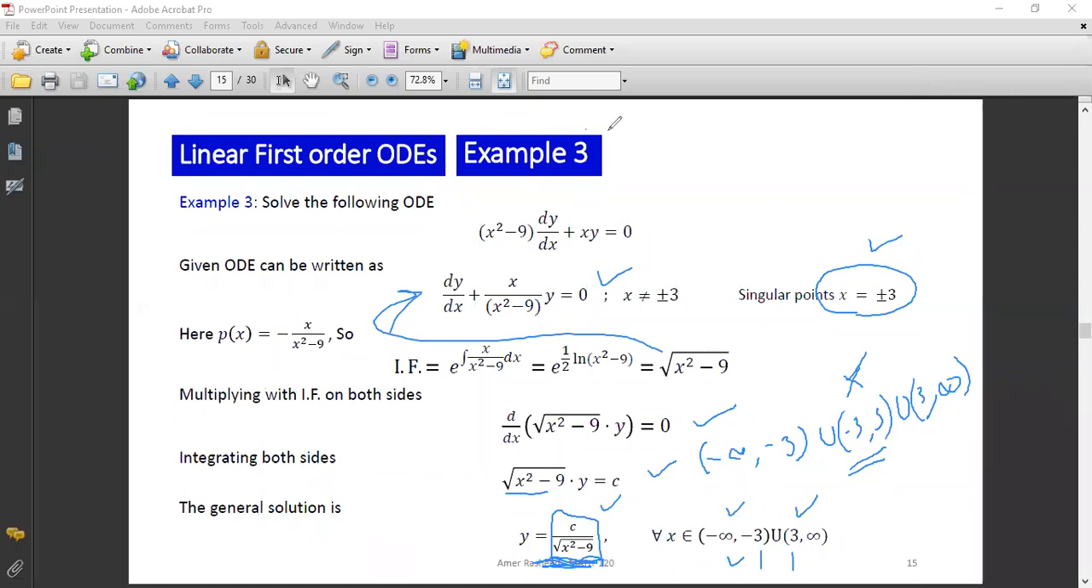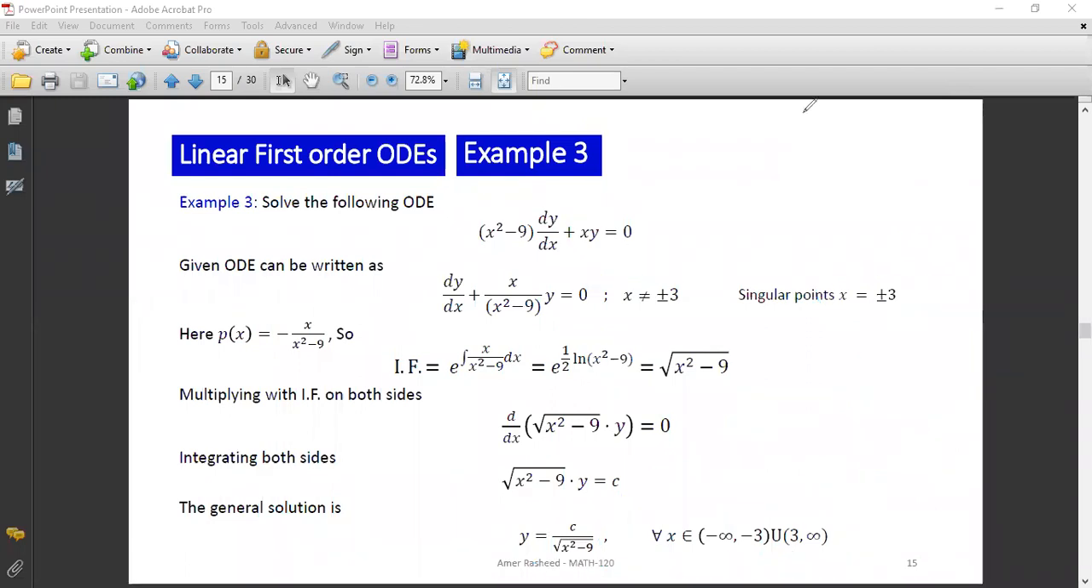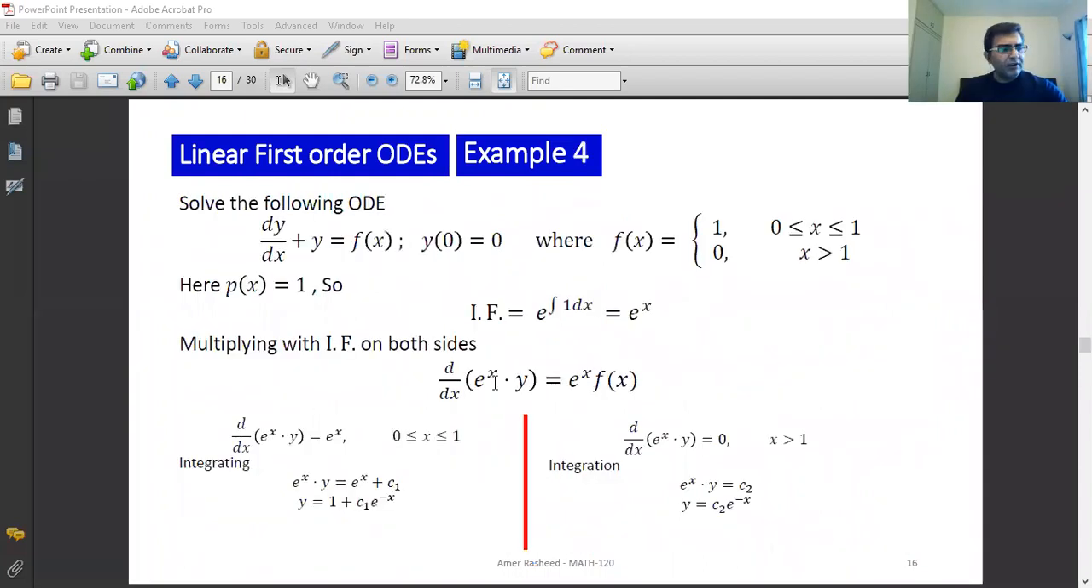So this was example 3. I hope you got it. If you have any question, you can ask. So we are going to the next example now, example 4 of the linear first order ODEs.